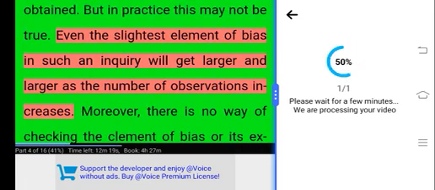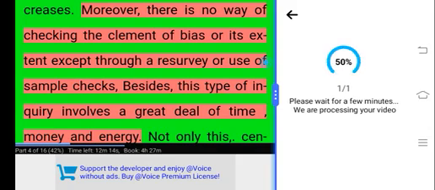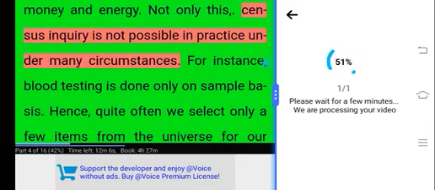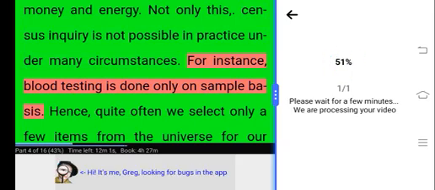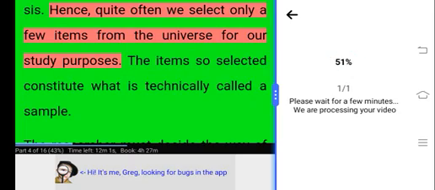Even the slightest element of bias in such an inquiry will get larger and larger as the number of observations increases. Moreover, there is no way of checking the element of bias or its extent except through a resurvey or use of sample checks. Besides, this type of inquiry involves a great deal of time, money and energy. Not only this, census inquiry is not possible in practice under many circumstances. For instance, blood testing is done only on a sample basis. Hence, quite often we select only a few items from the universe for our study purposes.